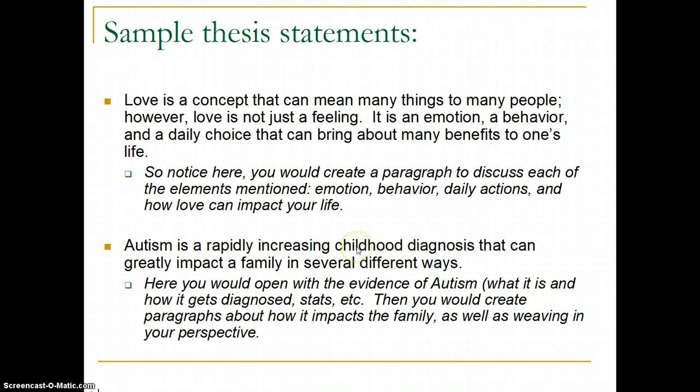Okay, so I open with it, I'd give a definition, I'd give maybe some research about what is autism, how does it get diagnosed, what are the statistics of how many people have it, how it's more prevalent, and then all of my paragraphs supporting that would talk about how it impacts the family, and I would include my perspective if I have an opinion about that and I have relative experience with it.